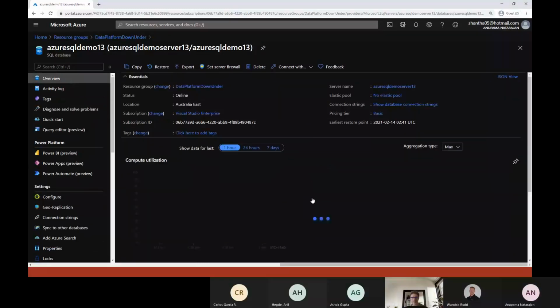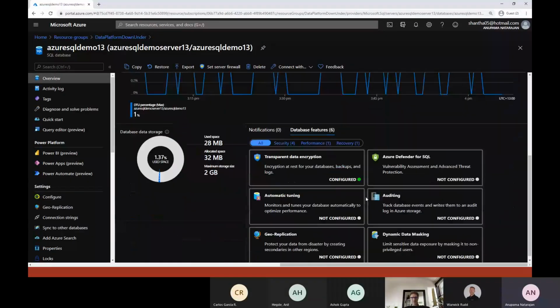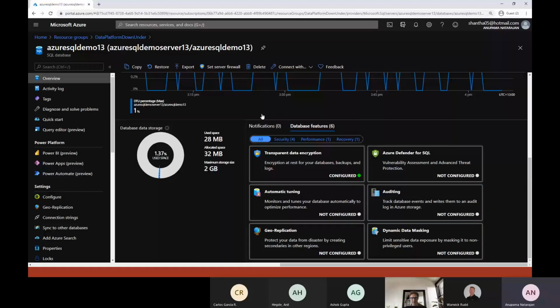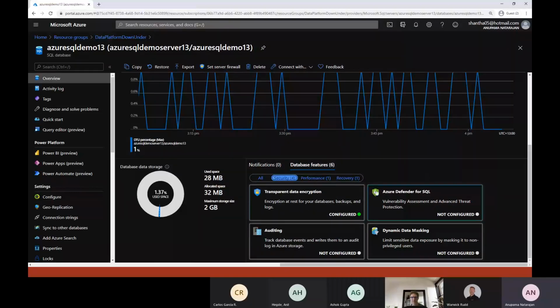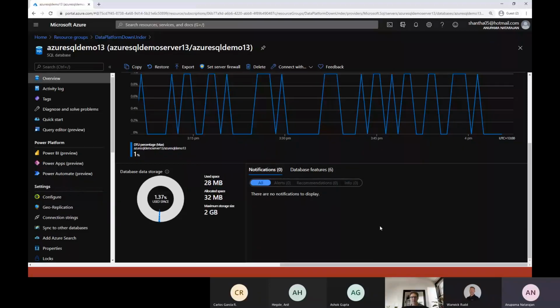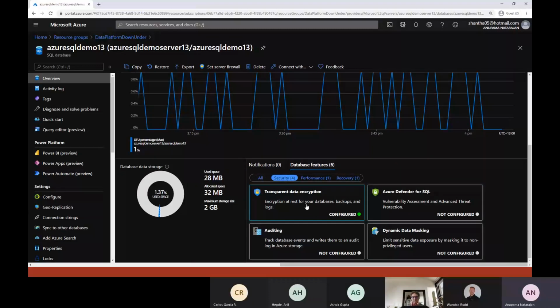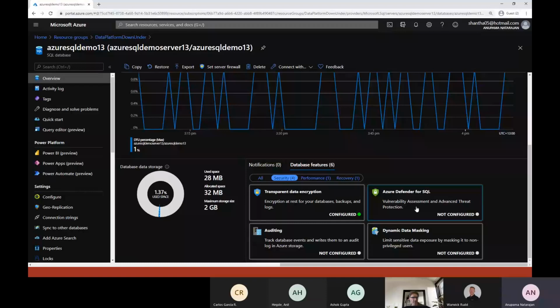The other cool tip or feature which I will be looking at periodically on my Azure SQL database is this section. It's an overview section on my Azure SQL database where I can get a view of what are the security related things that I need to look at. If there are any notifications that you have to go and look at, it will be alerted here. Otherwise, I can see whether TDE is turned on, which is encryption at rest for all my databases and backups. Have I turned on Azure Defender for SQL? This is doing vulnerability assessment. I can go ahead and turn it on if I need to, as well as any auditing capability that I want or dynamic data masking if I want to configure.